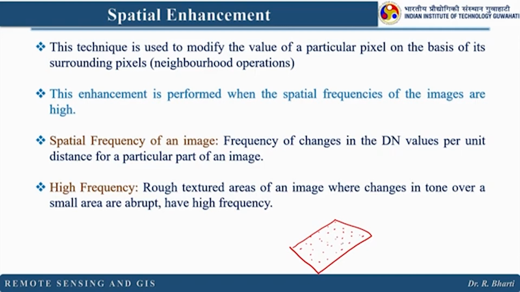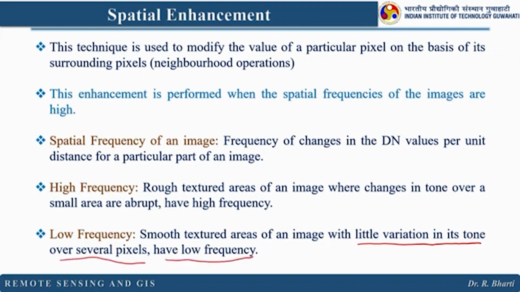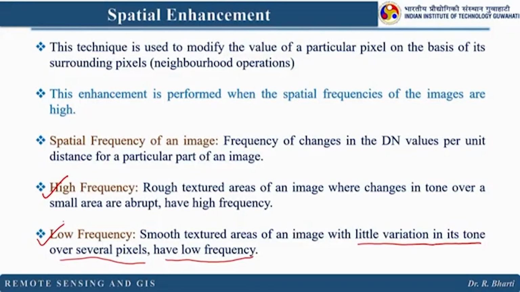So what is happening here? Here, let us assume a Boolean image: 0 1 0 1 0 1. The frequencies are very high. In the case of a low frequency image, smooth textured areas of an image with little variation in tone over several pixels have low frequency. This classifies the image into two groups. The first one is high frequency, and the other one is low frequency.